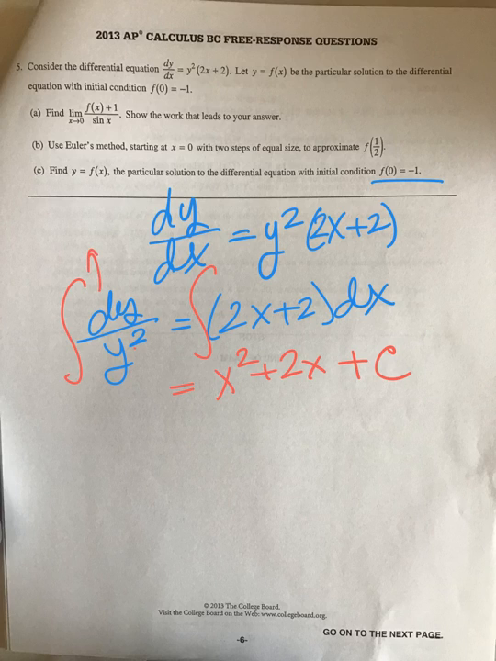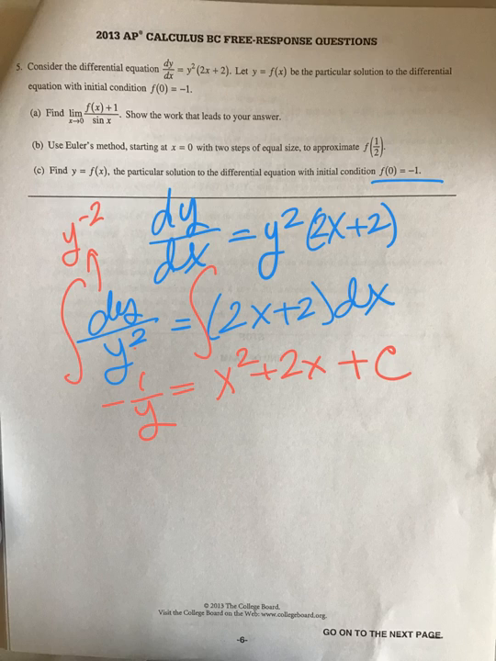Here, we're going to do a don't fight it, rewrite it. This is really y to the negative 2. And now I just have to do my power rule. Negative 2 plus 1 is negative 1 divided by negative 1. This is really negative 1 over y. Now remember, whole goal is to get y by itself and to solve for the c. Got it?